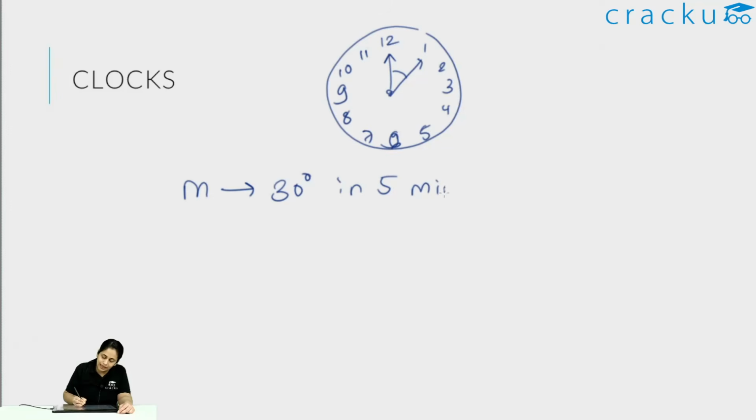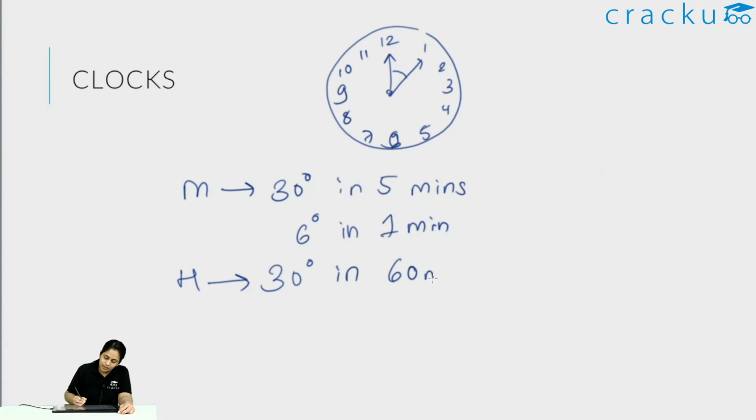So this means that in 1 minute, it covers 6 degrees. Similarly, the hour hand: how much time does it take to cover 30 degrees? It does 30 degrees in 1 hour, because essentially every hour it moves ahead by one sector. So it does 30 degrees in 60 minutes. So the hour hand does 0.5 degrees in 1 minute. That is 30 degrees by 60, so half a degree in 1 minute.